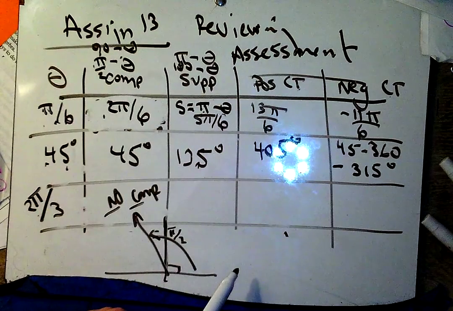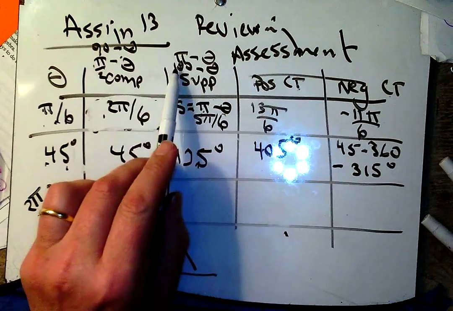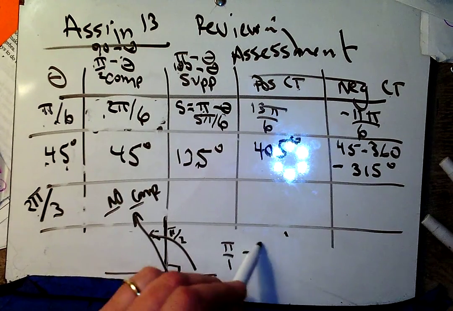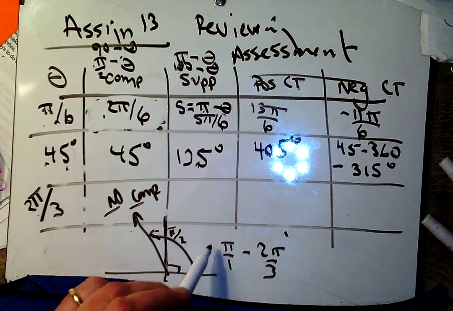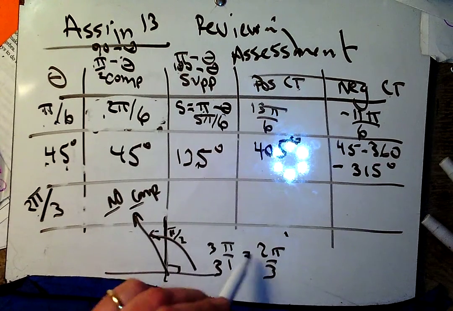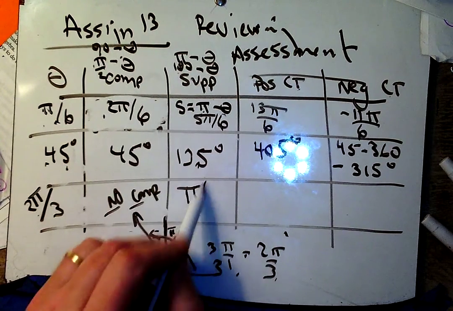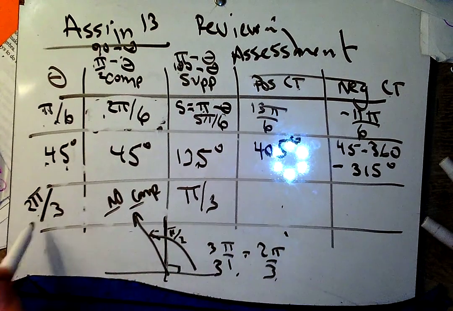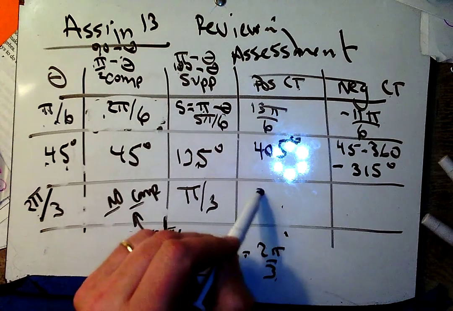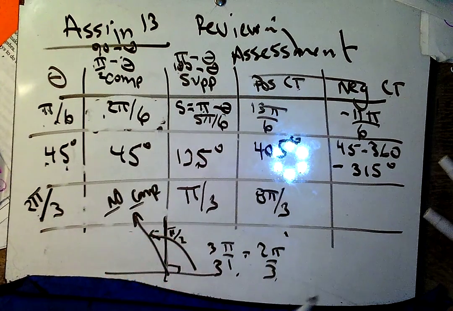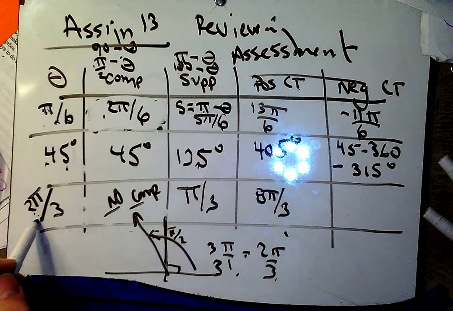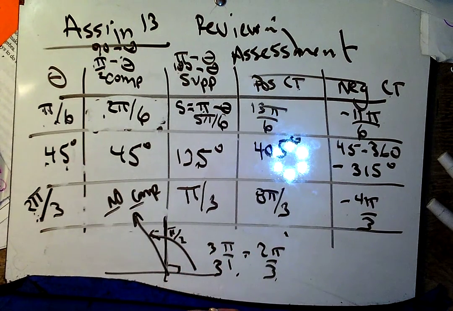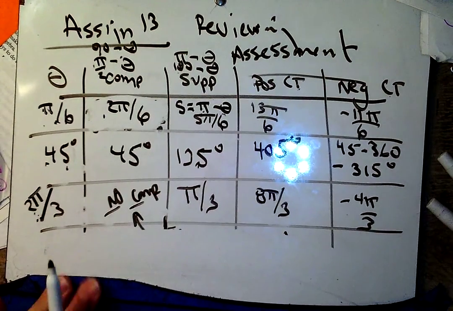And what about for supplement? Well, supplement I can still do pi minus theta, pi minus 2 pi over 3. So 3 pi over 3 minus 2 pi over 3 is 1 pi over 3. And a positive coterminal angle, if I add 2 pi to this, I get 8 pi over 3. And if I subtract 2 pi from this, I get negative 4 pi over 3. Good. Okay.